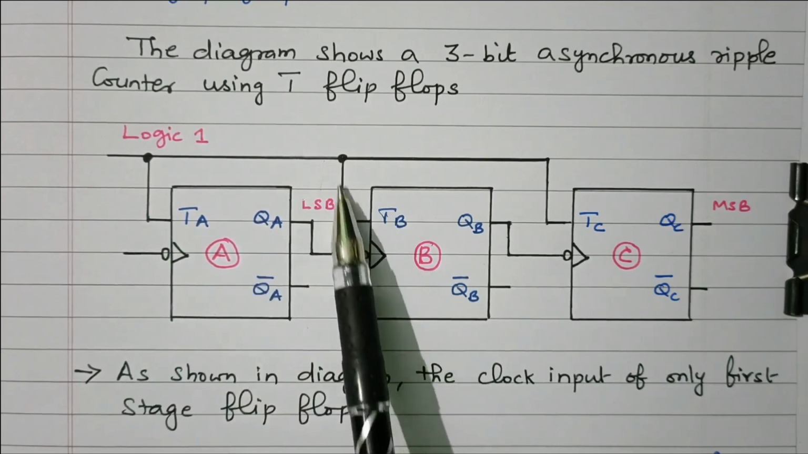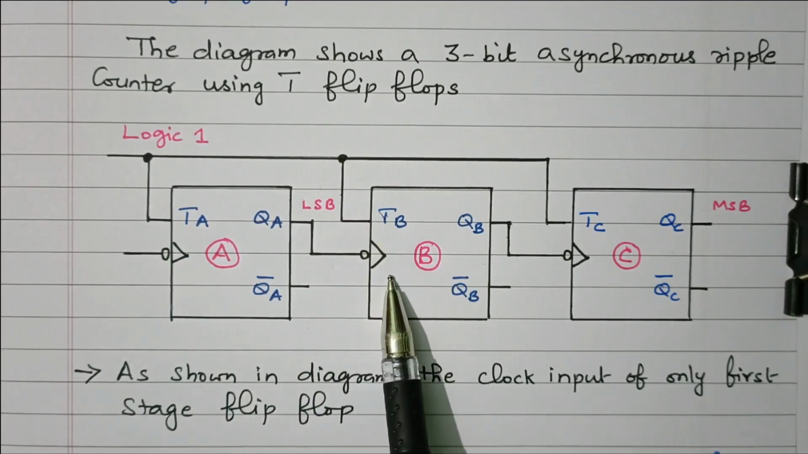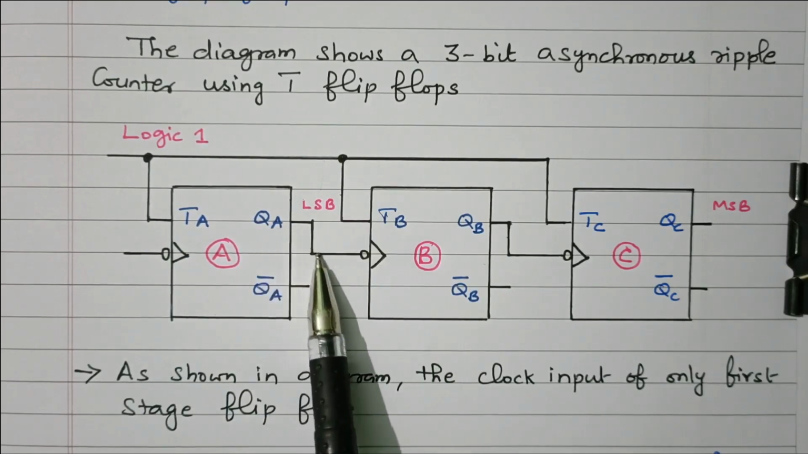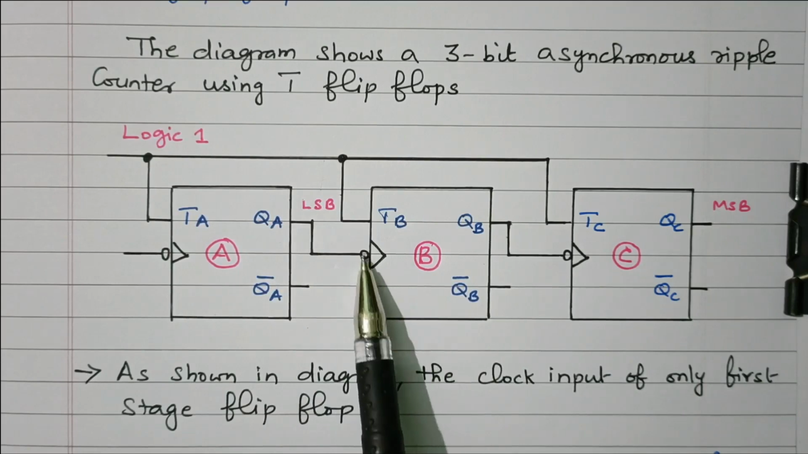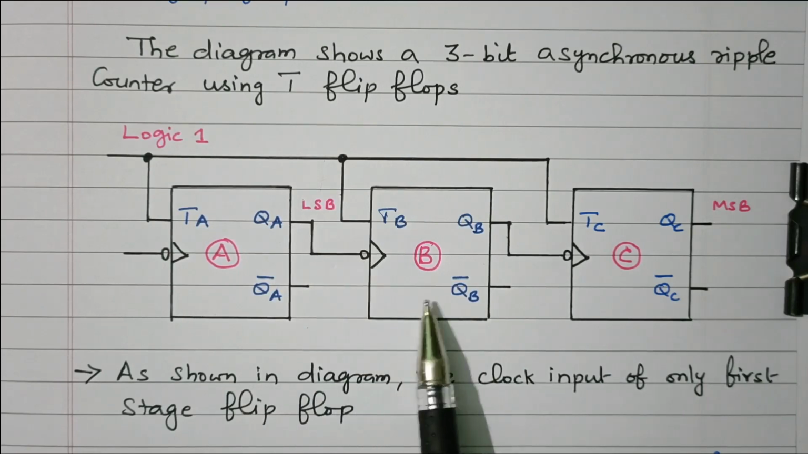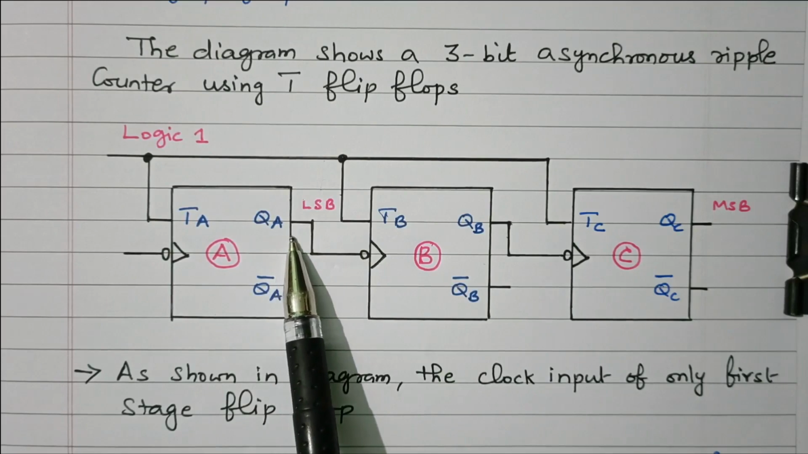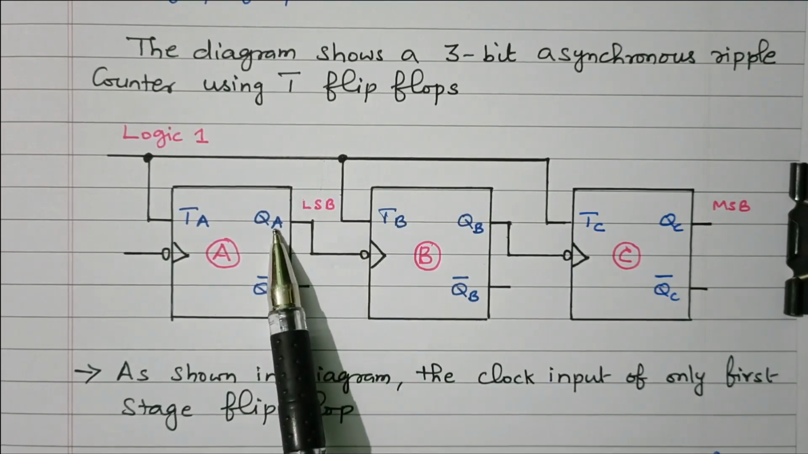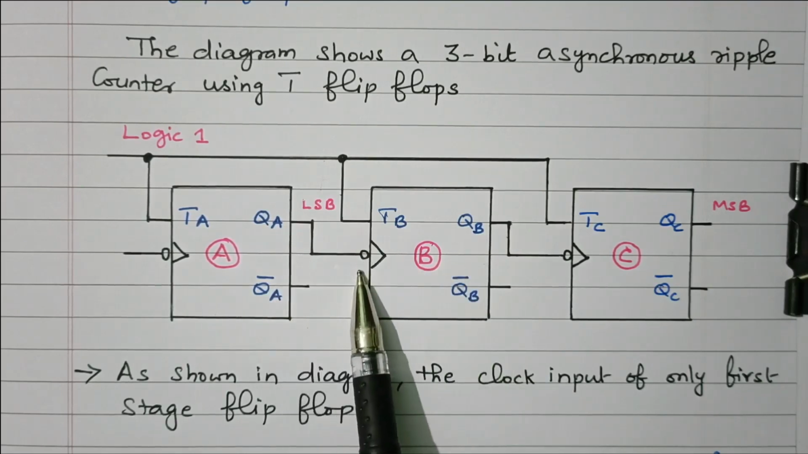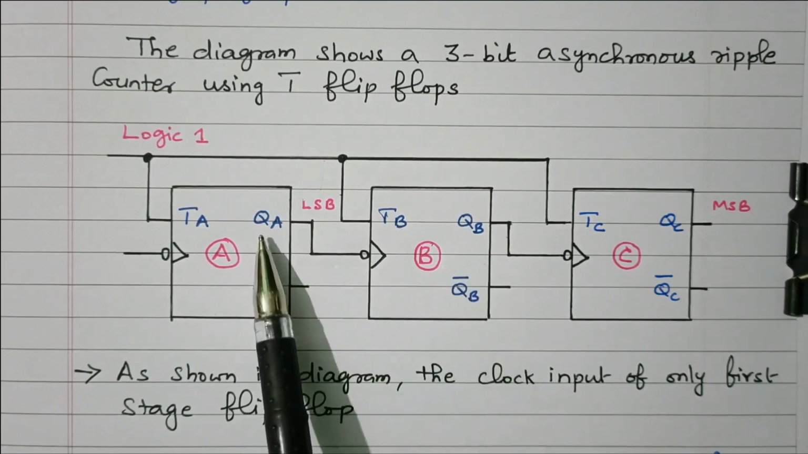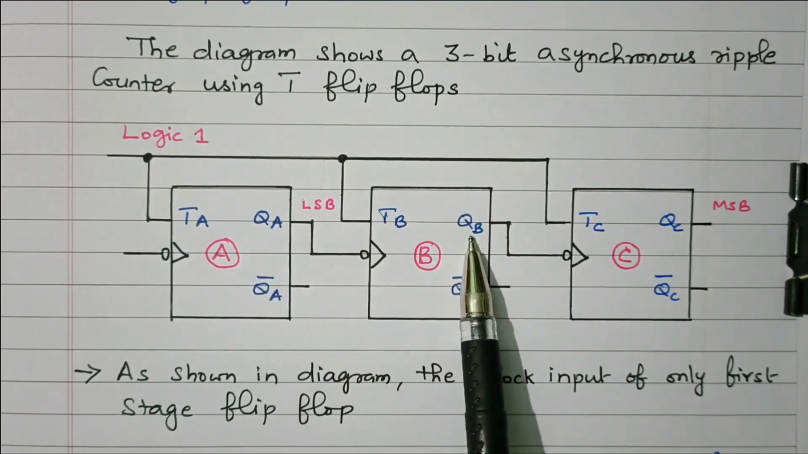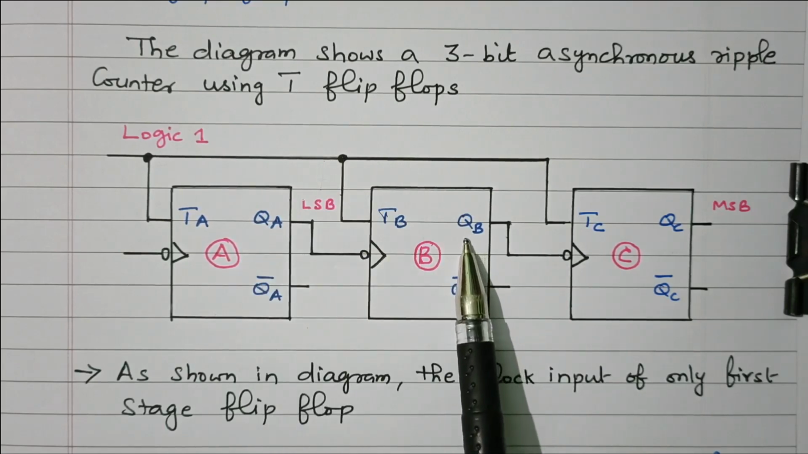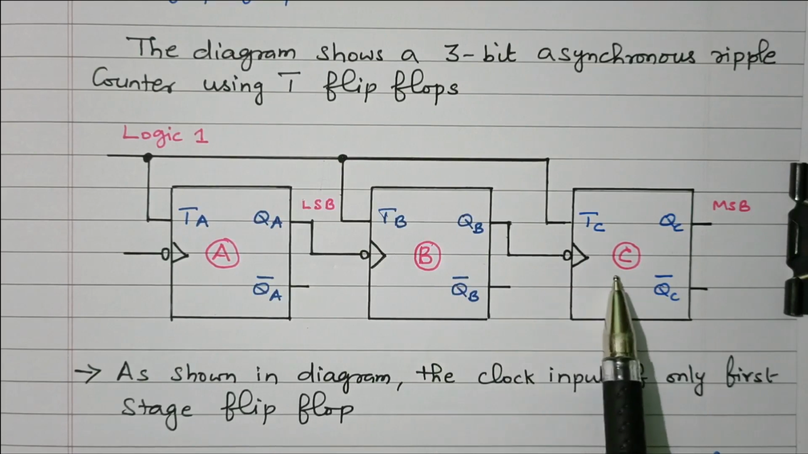The second flip-flop also has logic 1, but the clock pulse is QA, which is the clock pulse of the second flip-flop, and it is also inverted, negative edge. So if QA is 0, 0 means 1 is applied. So if QA is 0, the output will toggle. If QA is 1, 1 means 0 is applied, so no change, right? QA 0 means QB will toggle. QA 1 means QB will not toggle. Same state will be maintained.